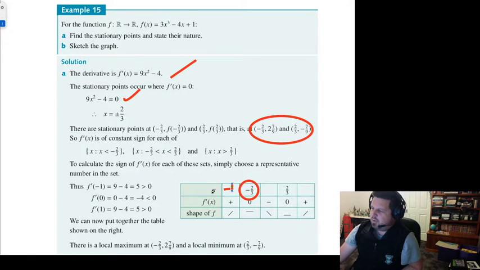So when you substitute in -1, which is just to the left of negative 2/3, into the derivative, which will tell us the gradient, we get +5. Again, 5 is a positive value, which means it's greater than 0, which means it's a positive slope. The slope of what it actually looks like, positive, as we move from left to right, goes up like that. So that's where that comes from.